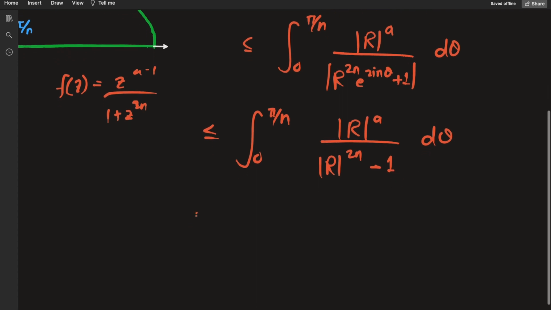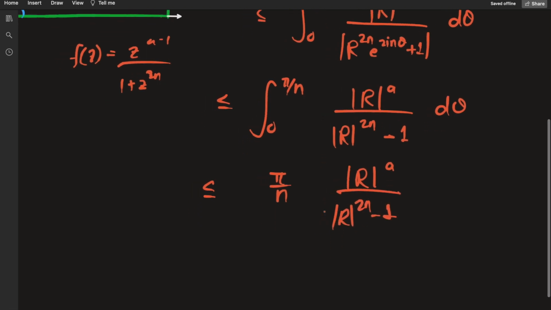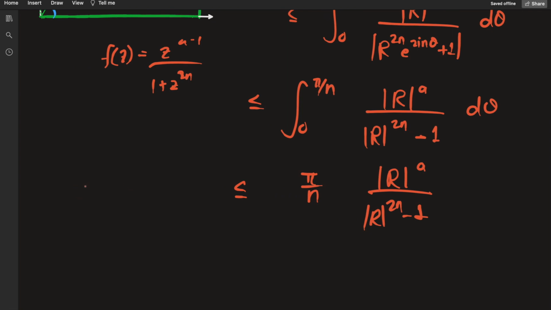Fine. This will be, you can solve this integral. Nothing depends on theta, so pi over n. These were just constants with respect to theta. And this was precisely the mod of the integral over gamma of f of z dz. I would consider taking the limit as r goes to infinity.